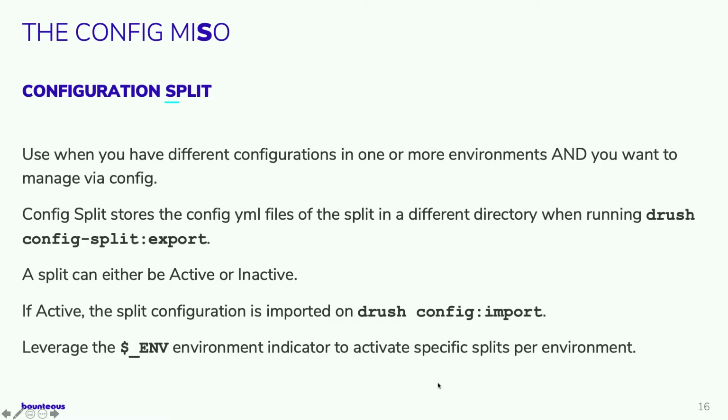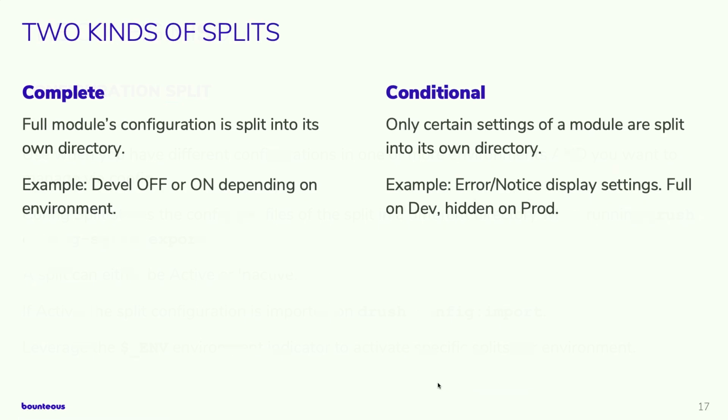So think of the staging site. You have your staging split active, and that means that when you do a configuration import, everything's grabbed out of that staging directory, the configuration from there, and it's imported into the site. And then again, leverage those environment variables to activate or inactivate specific splits per environment.